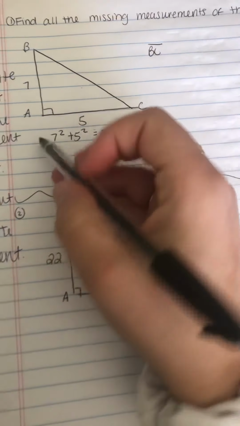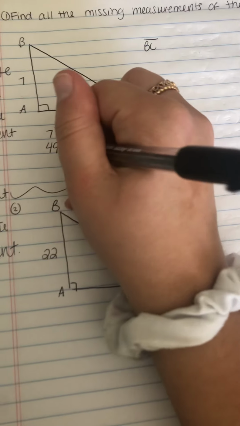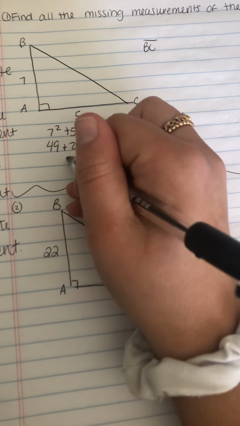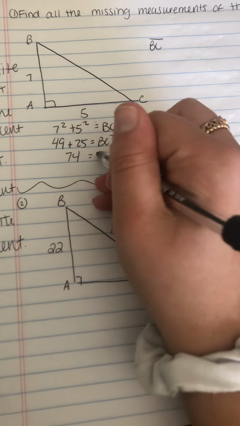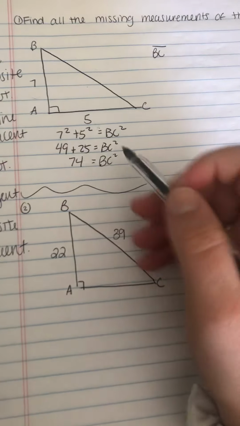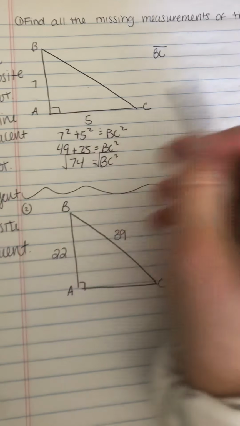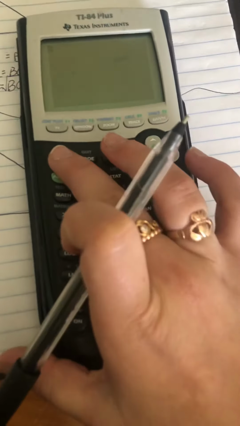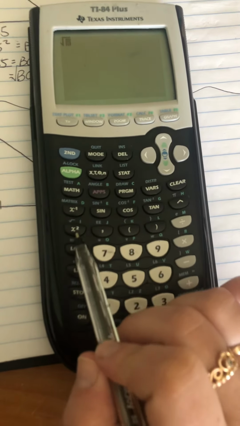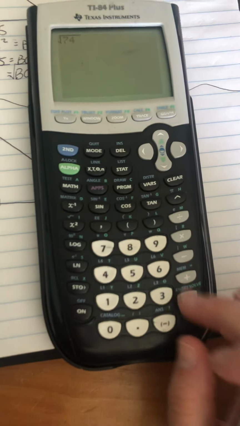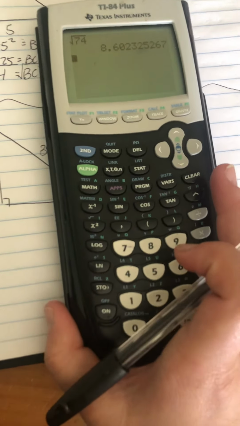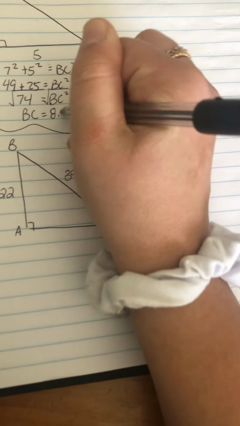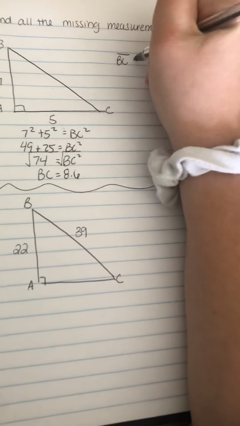My 7 squared is 49, plus 25 is equal to BC squared, and 49 plus 25 gives me 74 equals BC squared. To figure out what BC is, I still need to take the square root of both sides. So I'm going to come to my calculator. We're taking the square root, that's this button here, of 74. We're going to get 8.6, and I'm going to keep it as 8.6. That's where I'm going to round it to. So I'm going to say BC is equal to 8.6, and I'm going to write this up here.